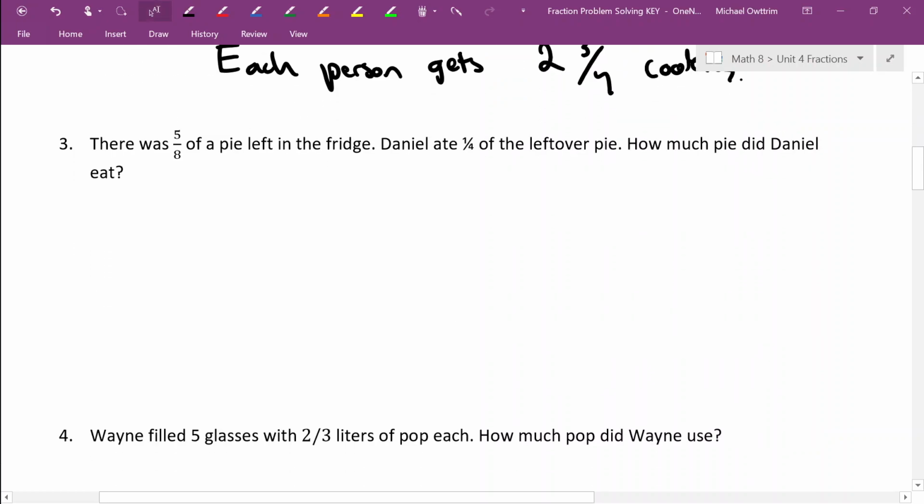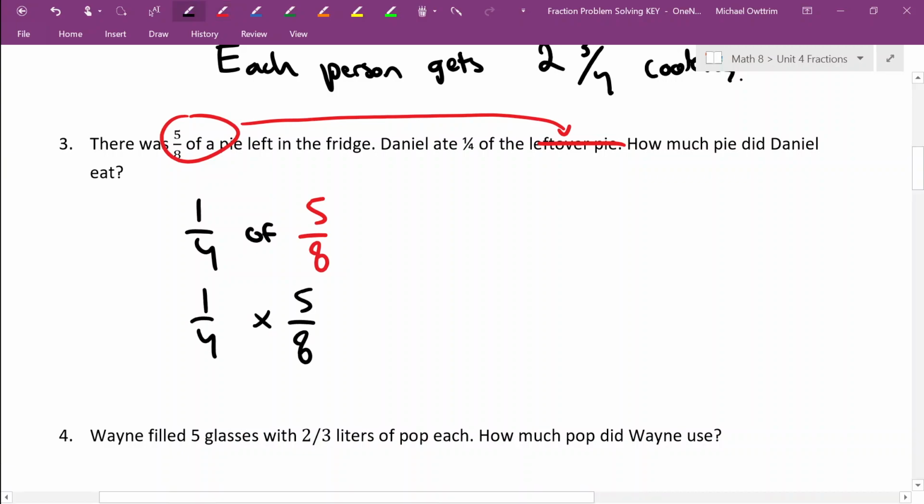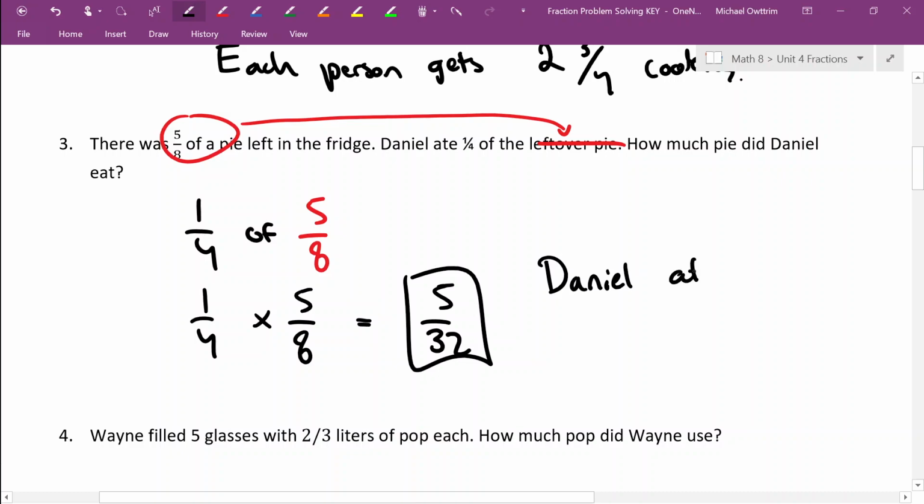Number 3, there were 5/8 of a pie left in the fridge. Daniel ate 1/4 of the leftover pie. So the leftover pie was 5/8. And we want to know how much pie did Daniel eat. So what we want is 1/4 of our leftover pie. The leftover pie was 5/8. This is going to be 1/4 times 5 over 8, which is 5 over 32. So we can say that Daniel ate 5/32 of the pie.